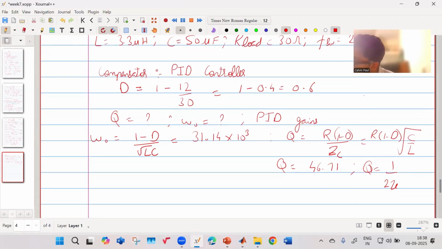Note that zeta comes out to be around 0.01, so it is severely underdamped. If you see the overshoot and all, it will be large. It is a very underdamped case, and that's why it is very difficult to control a boost converter in voltage mode control.